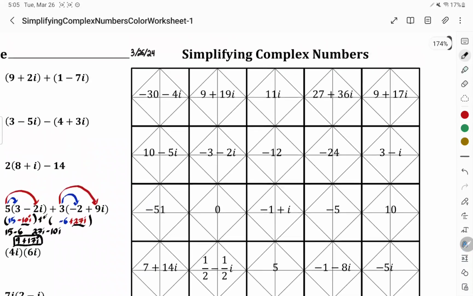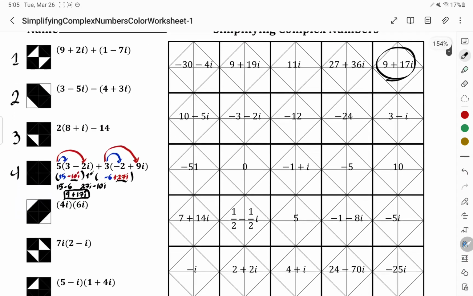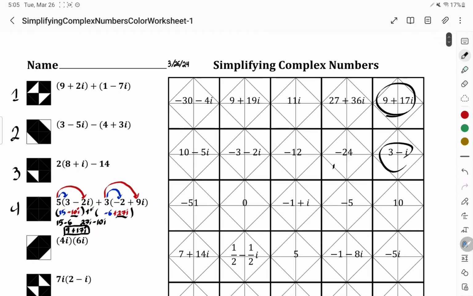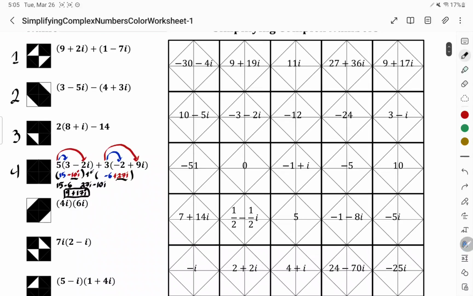And you can even check your answers over here. So let's see which one says that. My answer is this one. You can check your answers with the squares on the side, so that way you can check if you did it right or wrong. All right, that's how you're going to do the first set of problems.